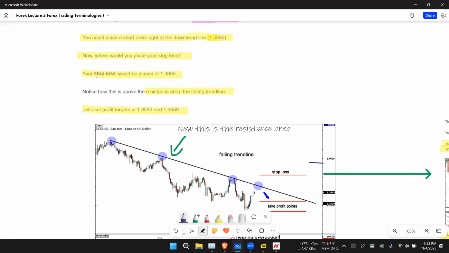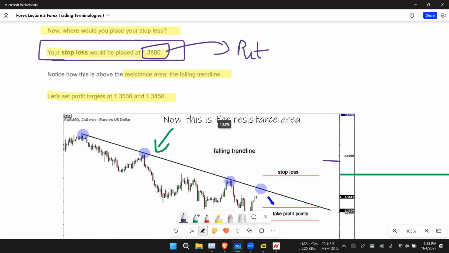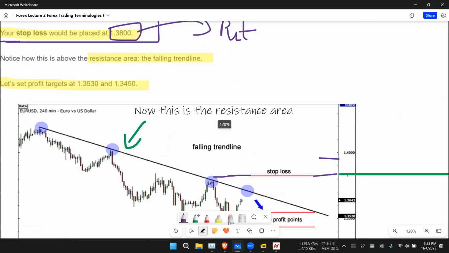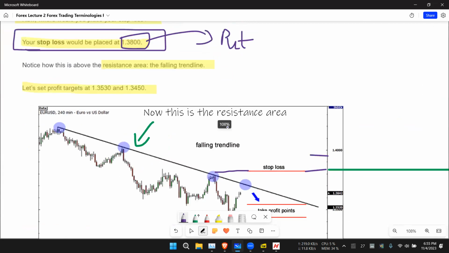Are you getting the point, please? We have a fixed stop loss here because we already know what value we're going to bid. It's going to hit 1.3800 and we are going to abruptly close that trade. When it hits 1.3800, we are going to close the trade, right? Got it?